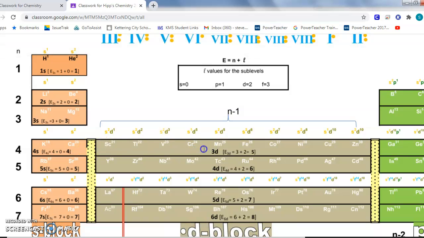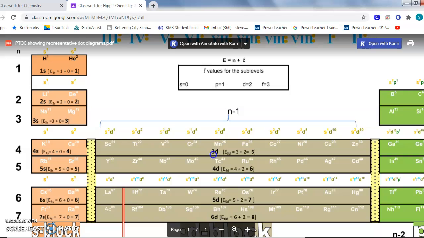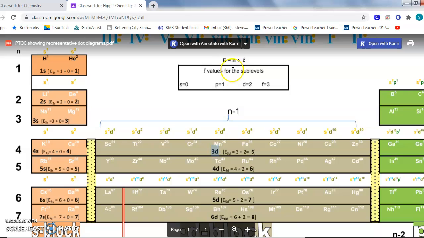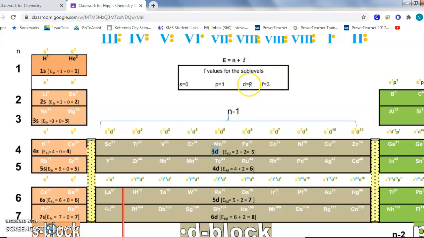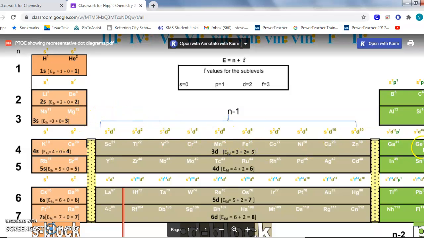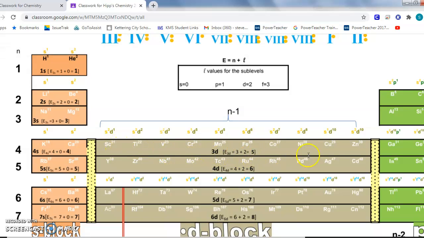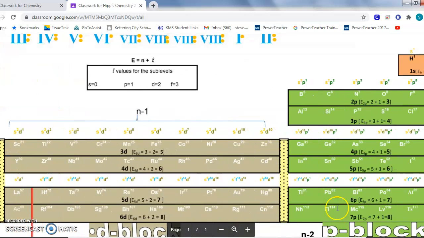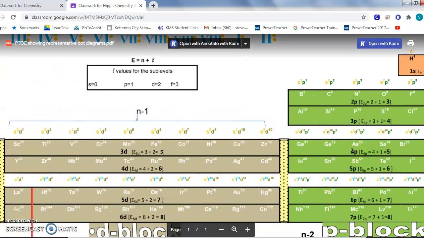The 3D actually has a higher energy than the 4s. The 3D has an energy of 5. Why? When you're in the 3D, your n is 3, but when you're in the D, your L is 2. 3 plus 2 is 5. So for any of the elements on this row, the fourth row, the fourth period, the fourth shell, the fourth level, whatever you want to call it, any of these elements in this 3D would actually have valence electrons in the 4s. And after the 3D is full, we then go and begin filling the 4p.